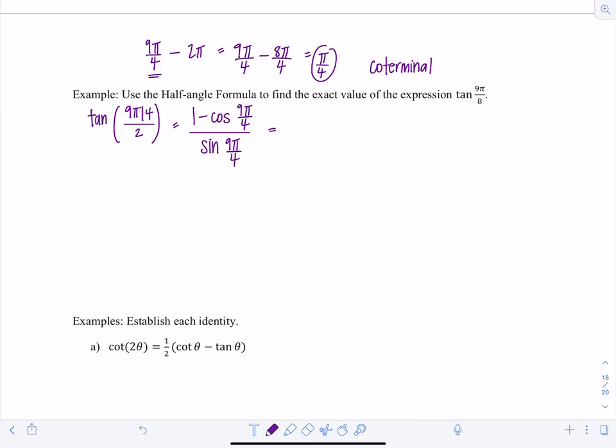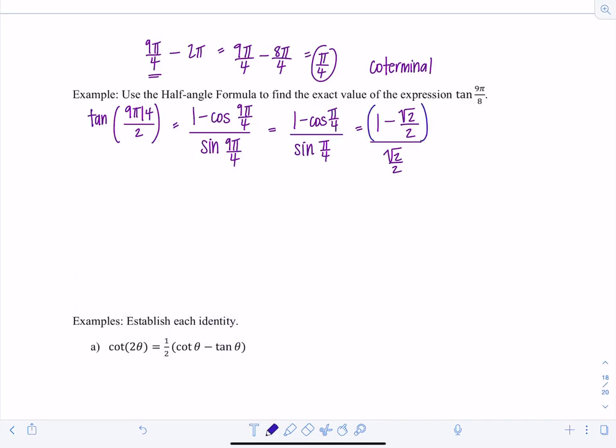So in my head, I'm just going to think of 1 minus cosine of pi over 4 over sine of pi over 4. All right, so this is going to be 1 minus, now cosine pi over 4 is rad 2 over 2, over rad 2 over 2. What do we need to do first? Well, we have a complex fraction because we have a fraction within a fraction, so that's a no-no.